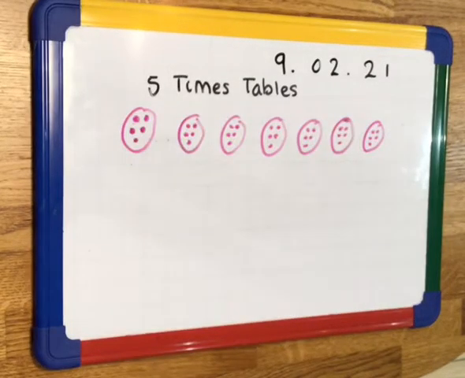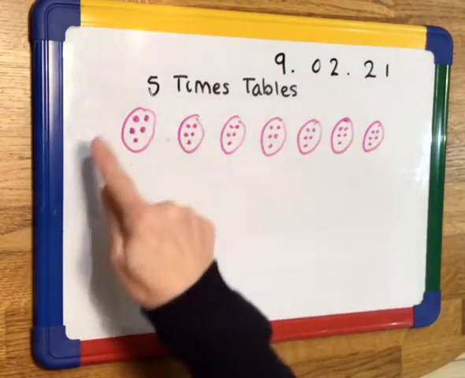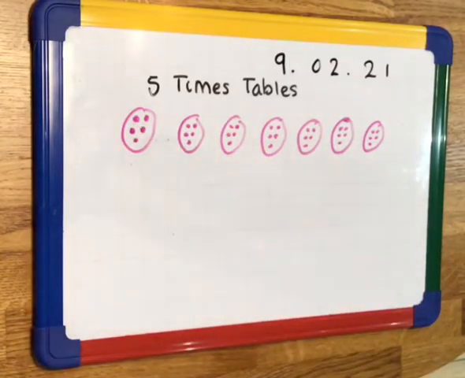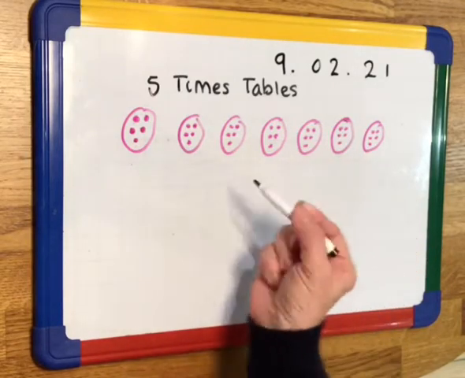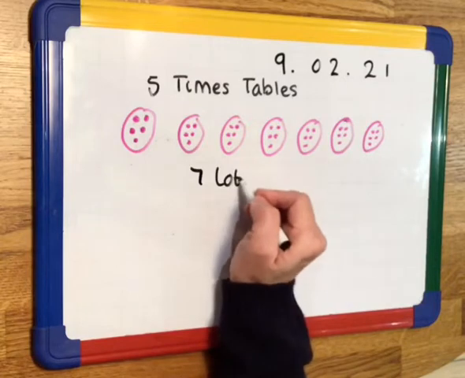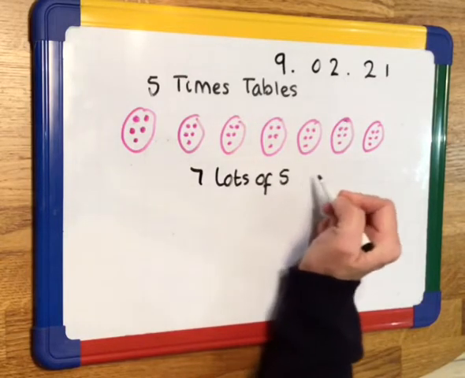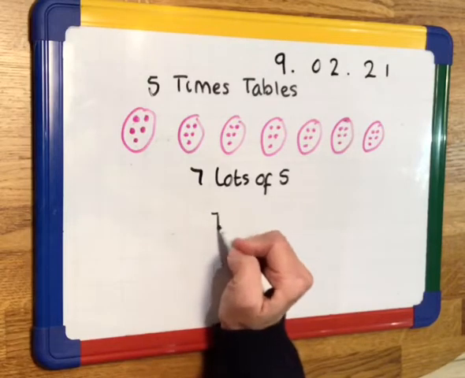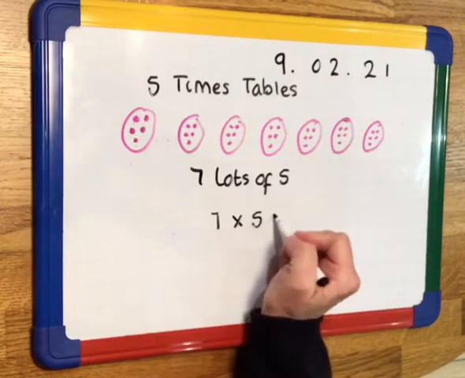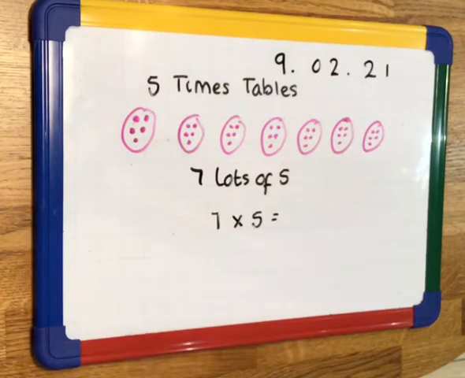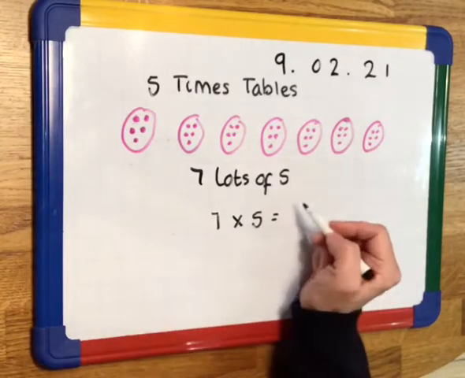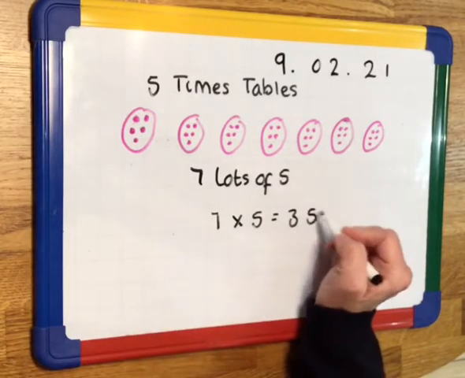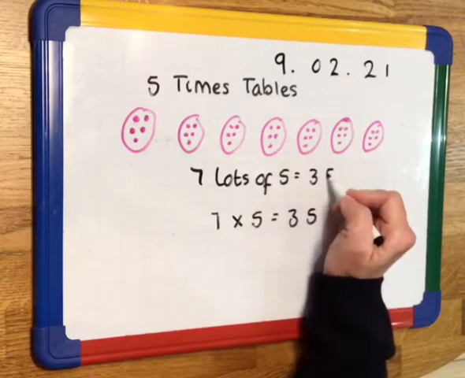So let's have a look at another example. Here I've got some more groups of 5. They're actually little aliens in your PDF file. Let's see how many lots of 5 I've got here. I have got 1, 2, 3, 4, 5, 6, 7. 7 lots of 5. Let's write that as a multiplication. 7 times 5. And to find the answer to 7 times 5, let's count in fives. 5, 10, 15, 20, 25, 30, 35. So 7 times 5 is 35. 7 lots of 5 is also 35.